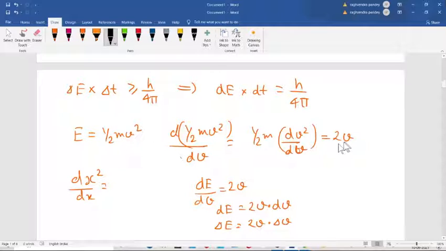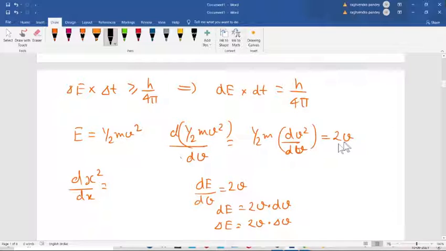So I can write dE by dV, or we can write dE is equal to 2v into dV, or we can write delta E is equal to 2v into delta v. So already differentiated. Now in place of delta E, I am writing 2v into delta v. This form I am using to calculate this.